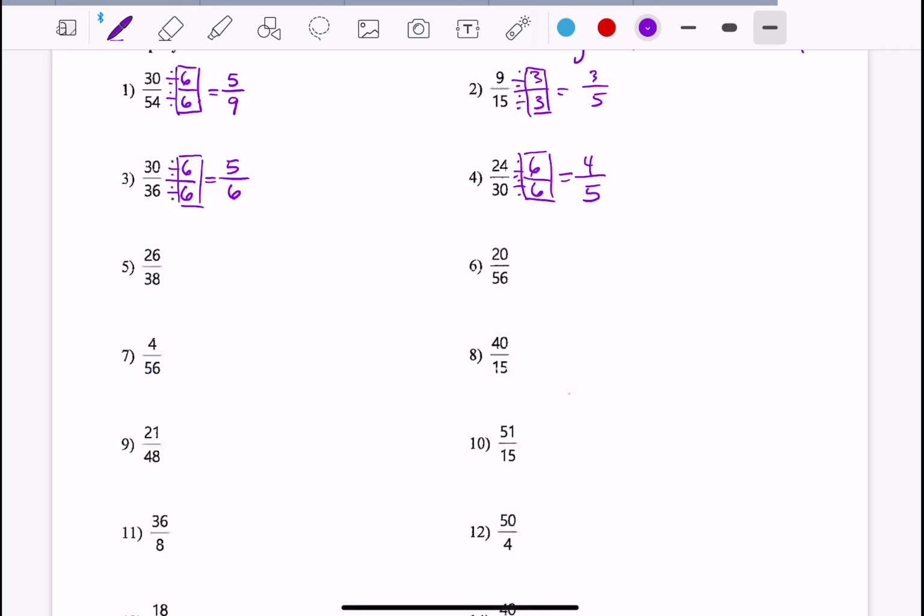So for the rest of this page, what you're going to do is you are going to look at your two numbers, you're going to figure out the greatest common factor from the factor chart, and then you're going to show what you're dividing top and bottom by, and then you're going to show your simplified fraction. So that's the expectation for the rest of this page, and good luck.